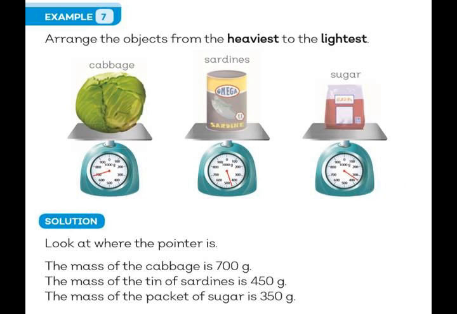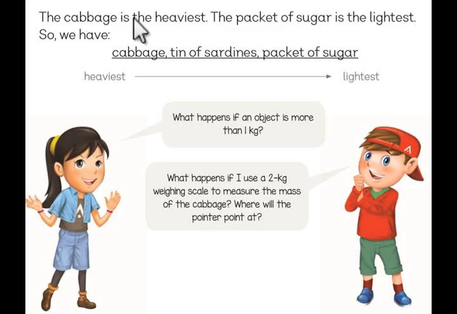Okay, let's see if your answer is correct. The cabbage is the heaviest. Very good. The packet of sugar is the lightest. So we have cabbage as the heaviest, then the tin of sardines, and the packet of sugar is the lightest. So from the heaviest, cabbage, going to the lightest, packet of sugar.